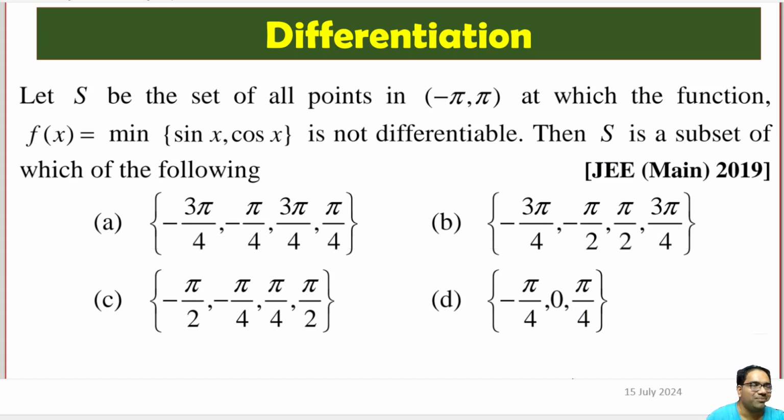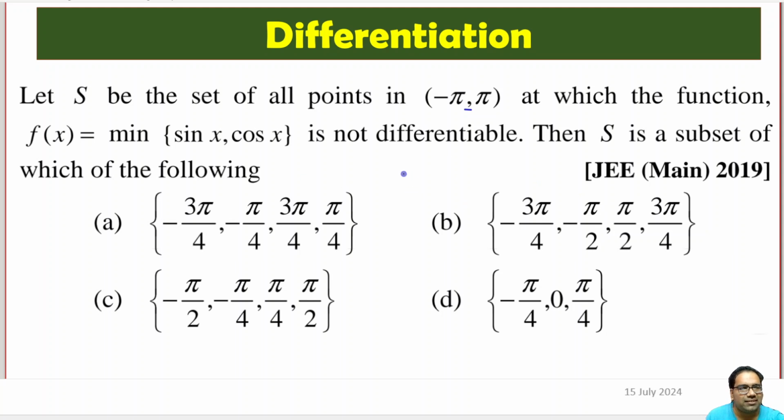This is a very simple problem. f(x) is the minimum of sin x and cos x, and we are worried about the points between minus pi and plus pi, where this function is not differentiable. Whatever is that set of all points where it is not differentiable, that set is a subset of which of these four sets, right, guys?